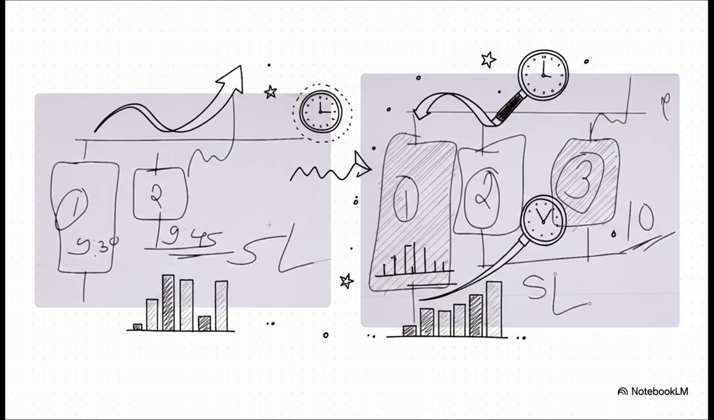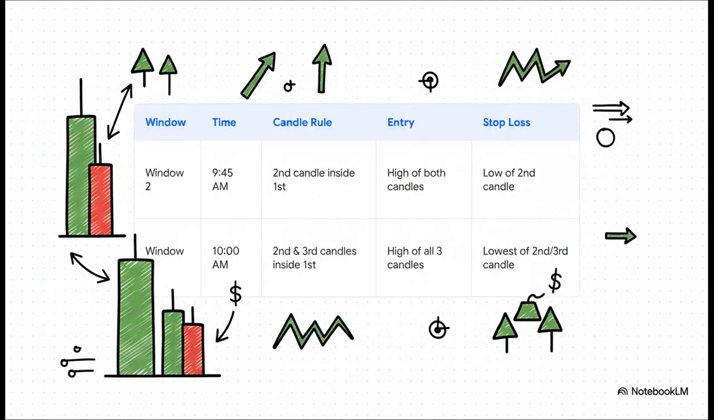Okay, now this is where you really see the power of that confirmation we were talking about. The system hunts for similar consolidation patterns, or inside candles, on the 15-minute chart. And all inside candle means is that the whole price range of one candle fits neatly inside the one before it. Simple as that. We get one potential setup at 9:45 and an even tighter one at 10 a.m. So this table just lays it all out for us nice and simple. The 9:45 setup just needs that second 15-minute candle to be inside the first one.